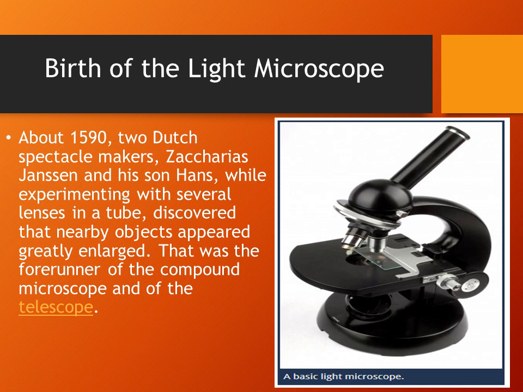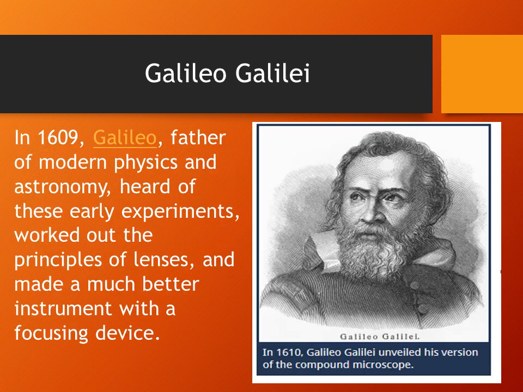So this started about 1590. There was a father and a son, Janssen and his son Hans, who, while experimenting with several lenses in a tube, discovered that nearby objects appeared greatly enlarged. That was the forerunner of the compound microscope and of the telescope.